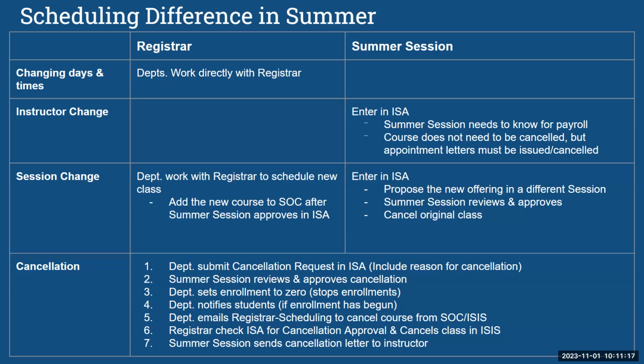So in the summer session schedule builder, you'll request cancellation. Summer session reviews it and approves it. You set enrollment to 0 and notify the students like you always do. Email the registrar to cancel the course, and the registrar will check and make sure summer session has approved the cancellation before they move forward and cancel the class on the schedule. And then summer session cancels the appointment for the instructor. So it's kind of like 3-way communication with department, registrar, and summer session when something's canceled.